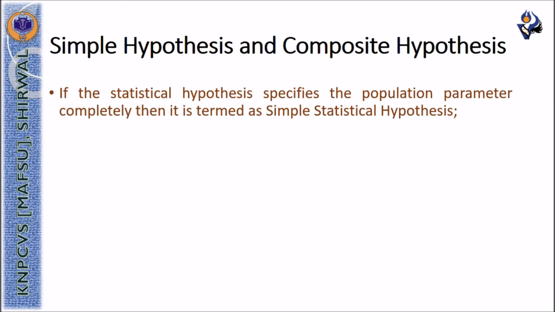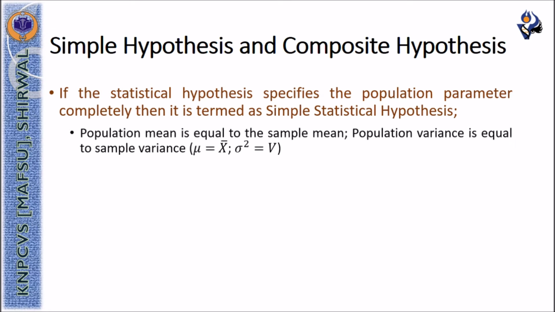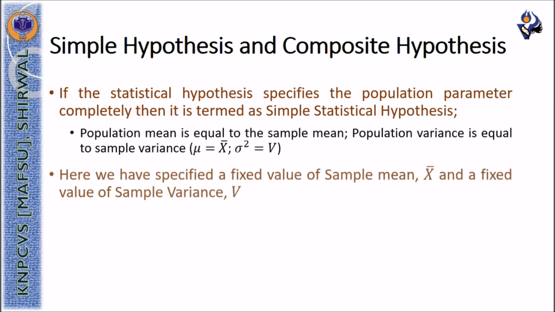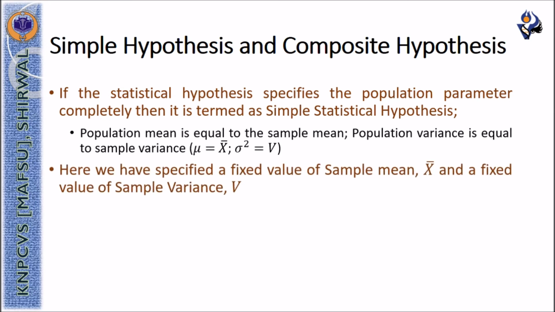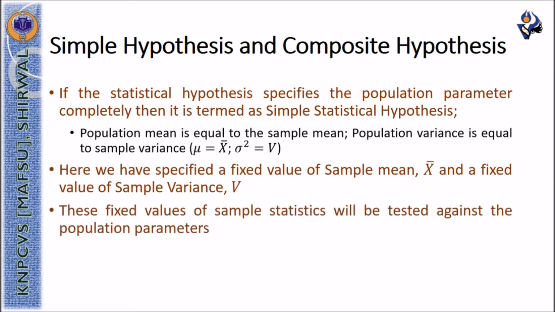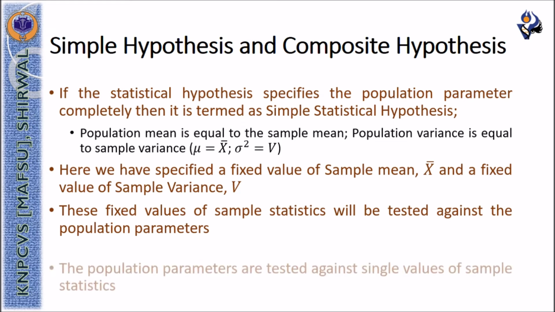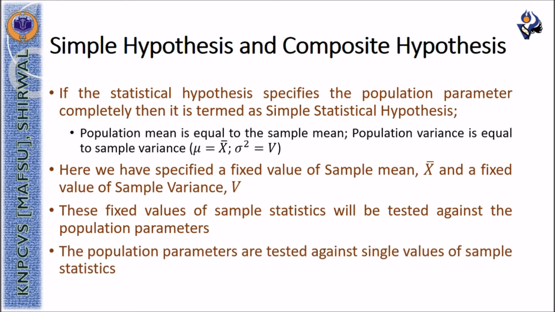If the statistical hypothesis specifies the population parameter completely, then it is termed a simple statistical hypothesis. For example, in the given statement, we state that mu is equal to x bar and sigma square is equal to v. Here we have specified a fixed value of sample mean x bar and a fixed value of sample variance v for the population parameters. These fixed values of sample statistic will be tested against the population parameters. The population parameters are tested against a single value of sample statistic.